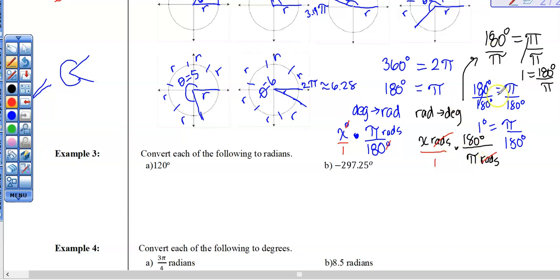Okay, this way you don't have to memorize which formula you use. Just think, what am I trying to get rid of? Radians. Okay, so I'm going to put radians in the denominator. What if I'm trying to find degrees? I put radians in the denominator. If I'm trying to find radians, I put degrees in the denominator.